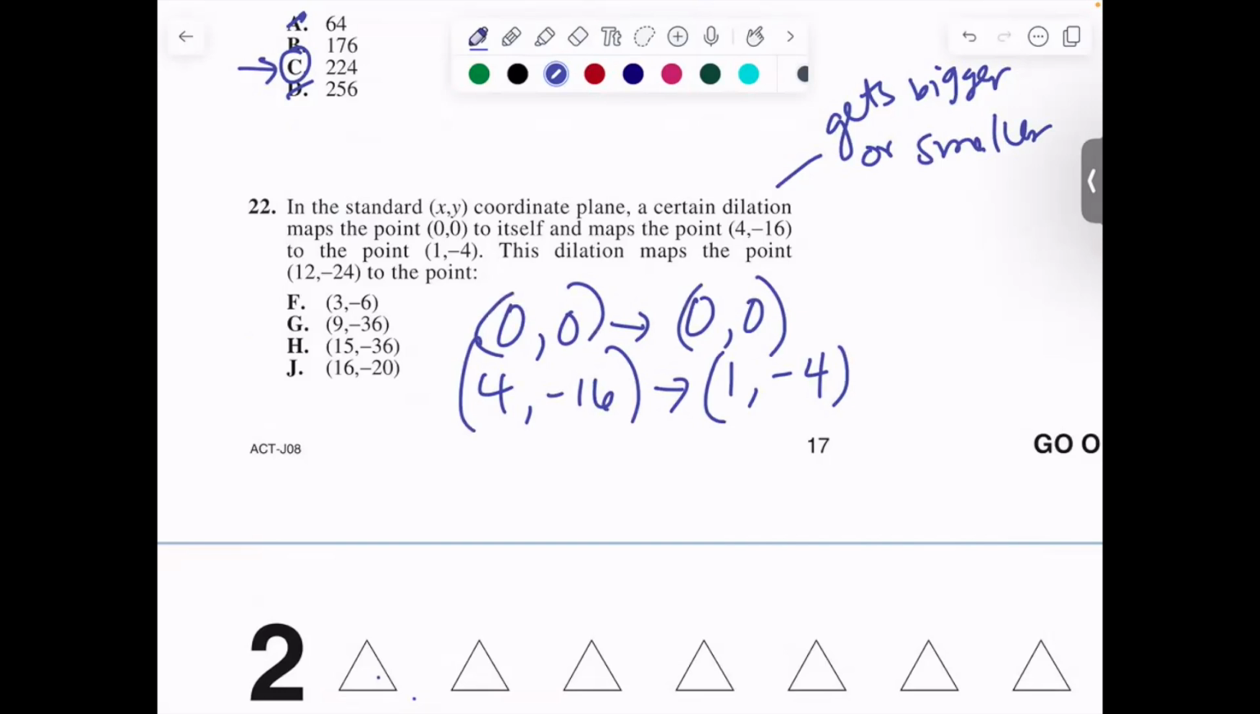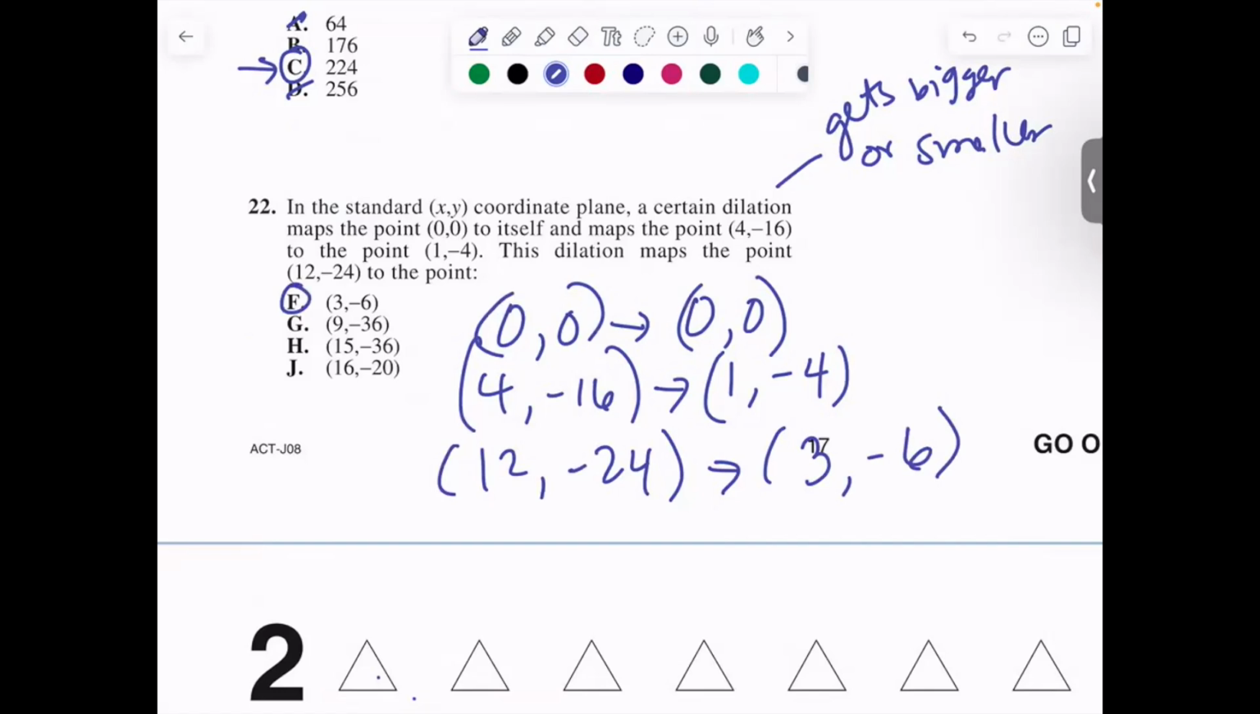I feel like I'm dividing by 4 because 4 divided by 4 is 1. Negative 16 divided by 4 is negative 4. So let's now use that rule on our new point. So just divide by 4. So 12 divided by 4 is 3. Negative 24 divided by 4 is negative 6. And sure enough, it's f.